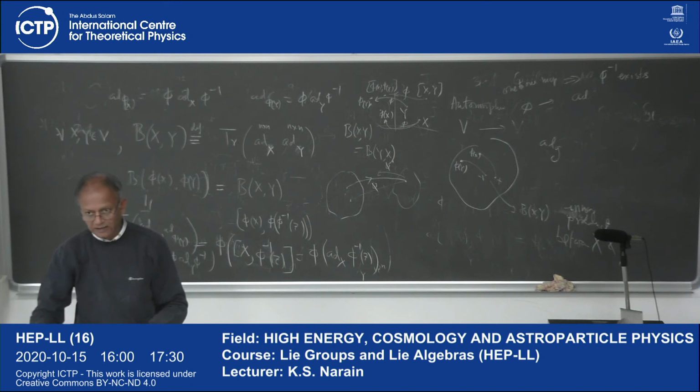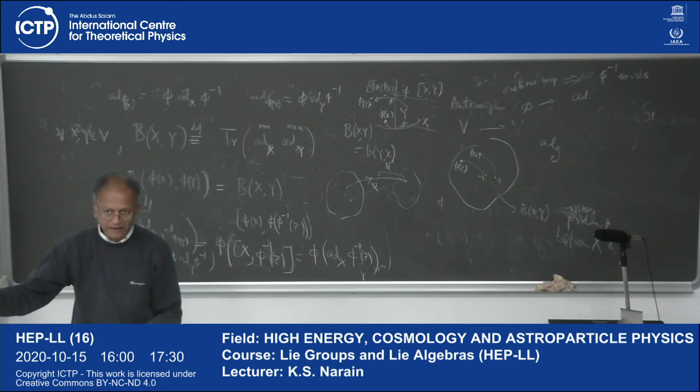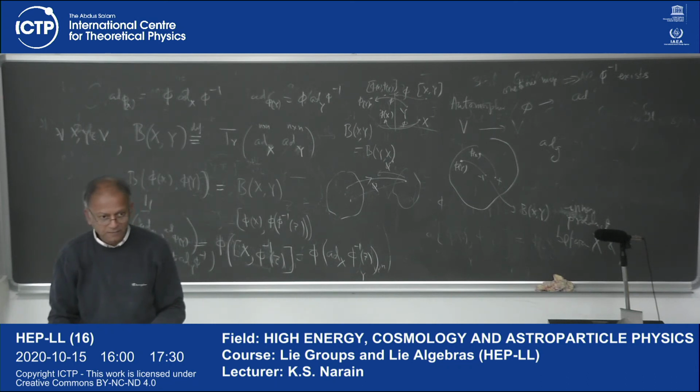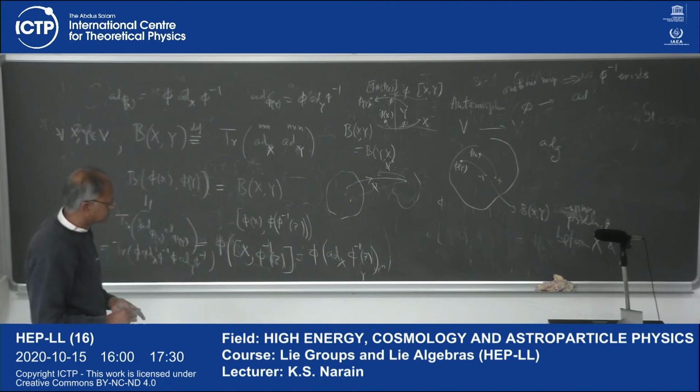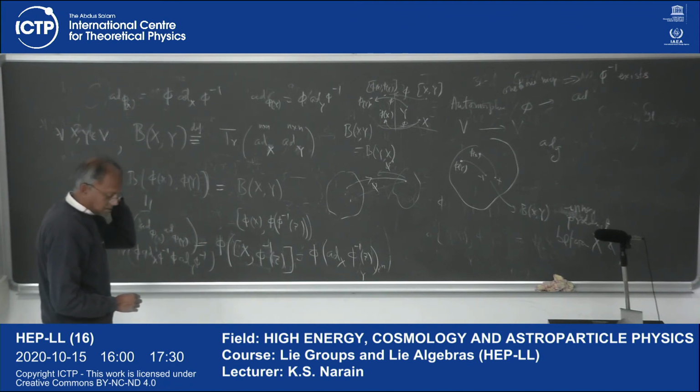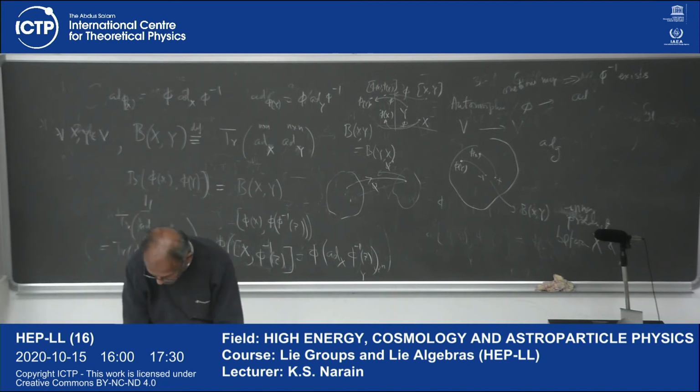So this is a natural inner product. If you had used some other metric in the vector space, it would not have such nice properties. It would not be group invariant in particular. Here, this will be group invariant. So that's the Cartan-Killing form.